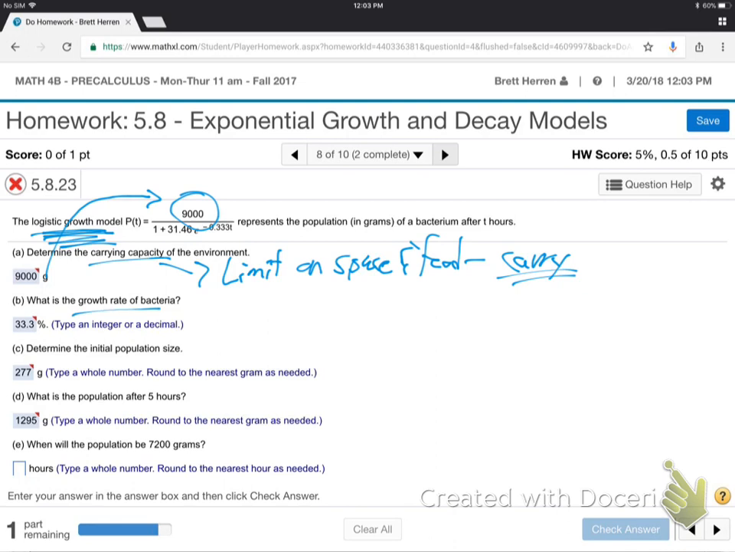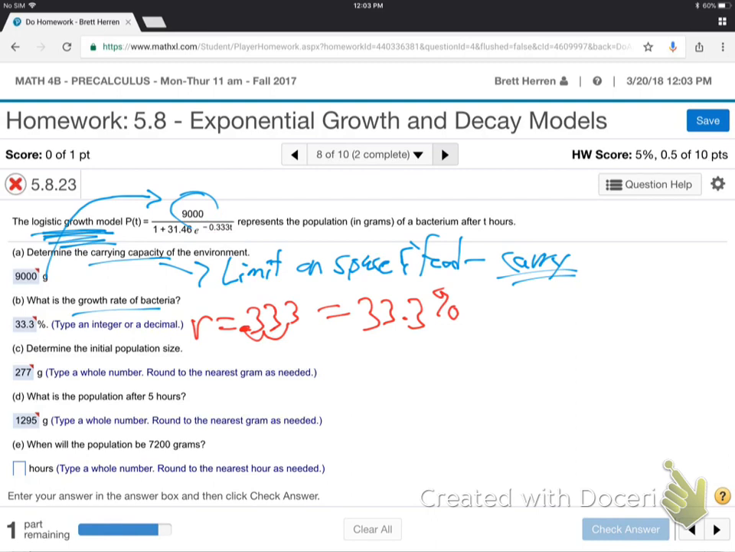Next, what's the growth rate? So this is just like show and tell. I'm just pointing out different parts of it. What is the growth rate? Well, the rate is always right here next to t. No big surprise there, just like normal. e to the rt, the ert, that's the same thing. So the r is 0.333. And then you go 2 decimal places to make it a percentage, 33.3%. It's negative because it's shrinking, but we don't care.